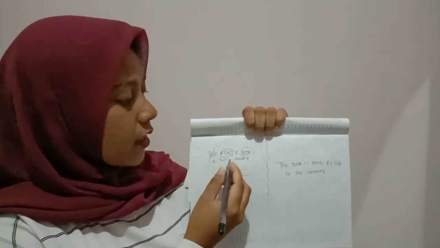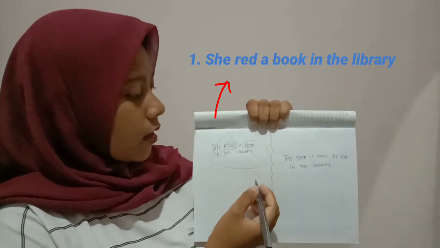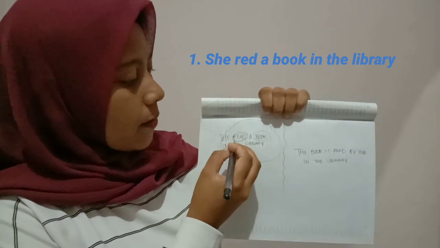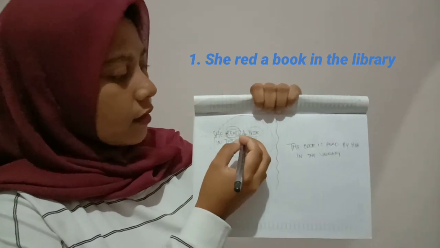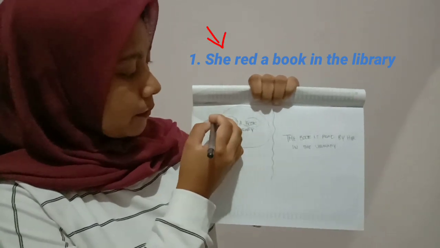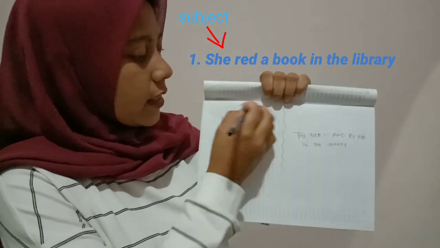In the previous speaker, my friend explained what active and passive meaning is. So now let's look at some examples so we can learn and understand this better. The first example: you can see the sentence is "She read a book in the library." This is an active sentence because this is the verb and this is the object, and the subject is she. So the sentence is correct.